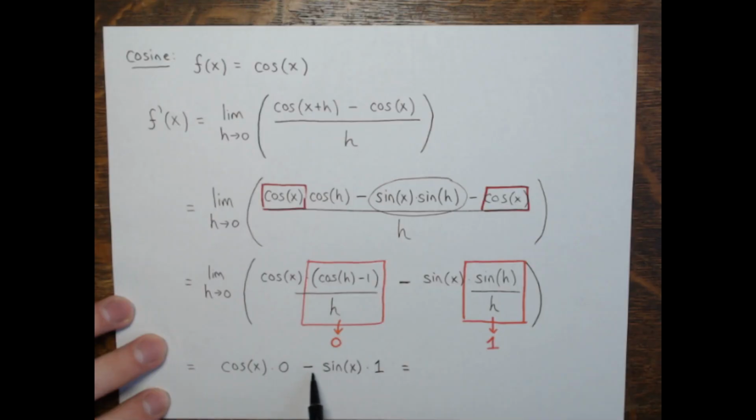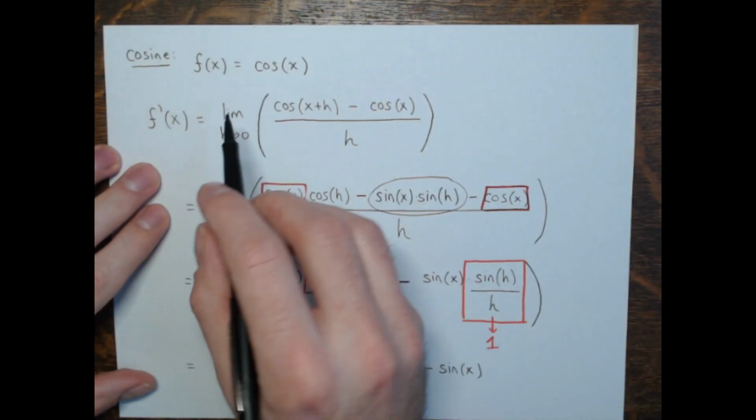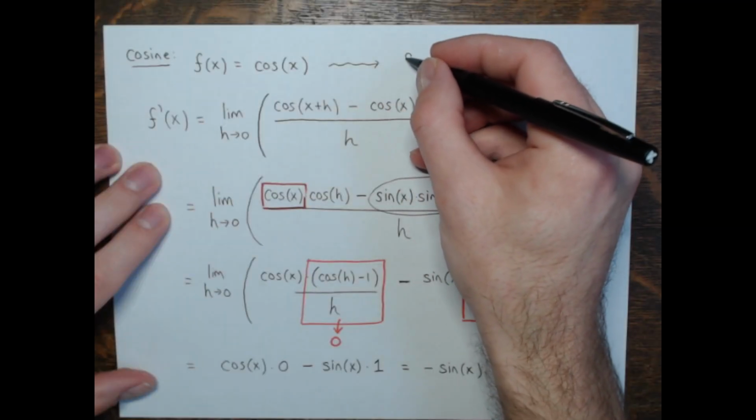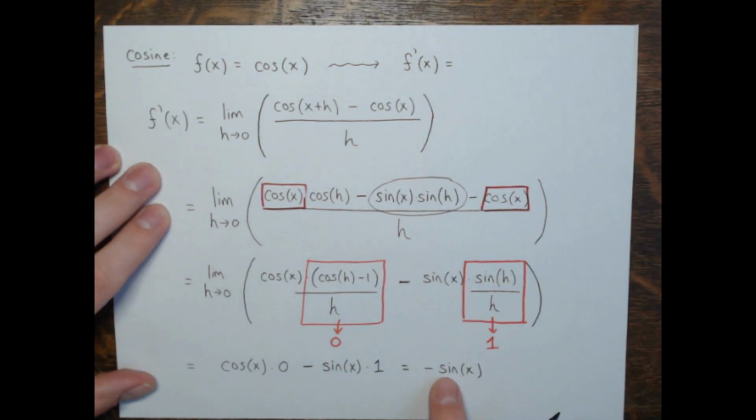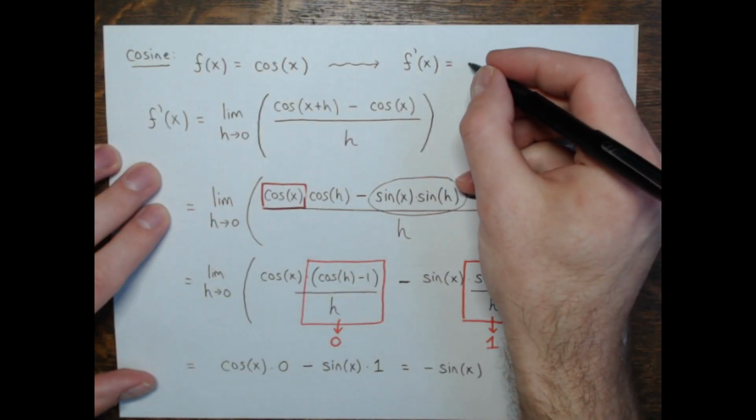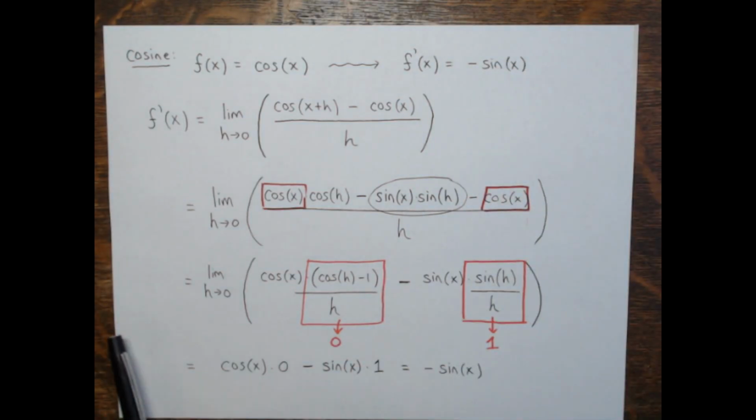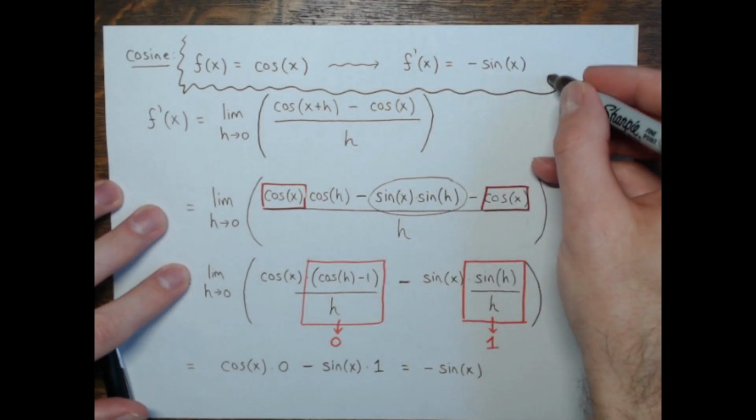So 0 minus sine x, or just minus sine x, is the opposite of the sine of x. So here's another one. Know all these. If you're given the cosine function, the derivative, the first derivative, f prime here, is the opposite of the sine function. So negative sine or opposite of sine. Again, I'll box that in. That's another important one.